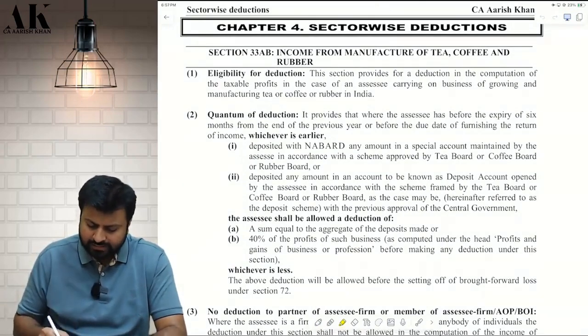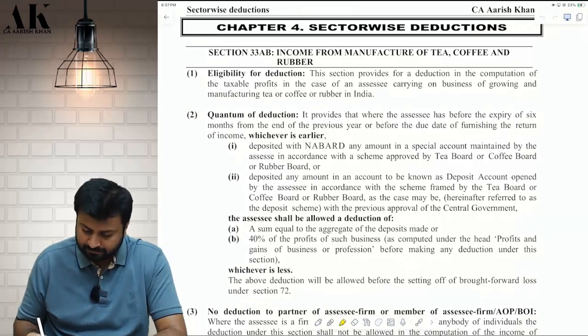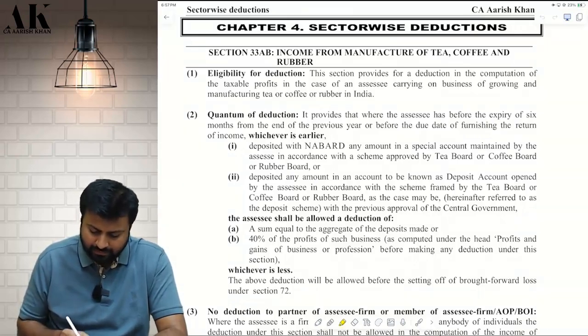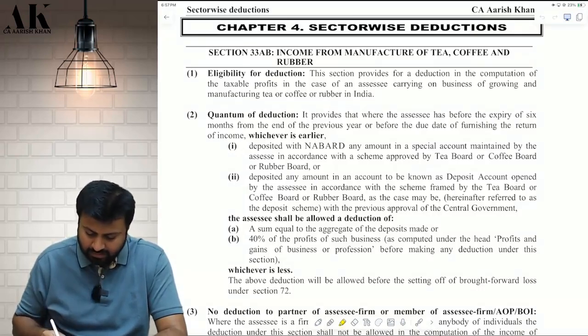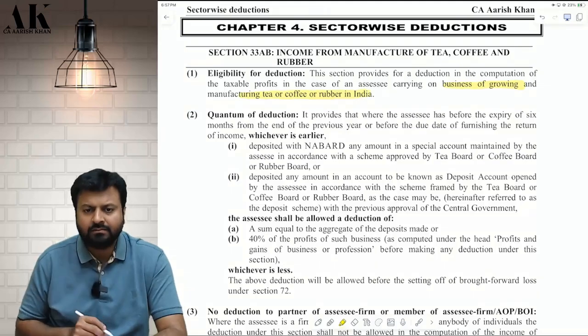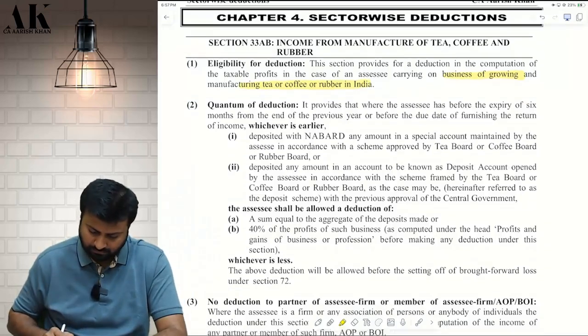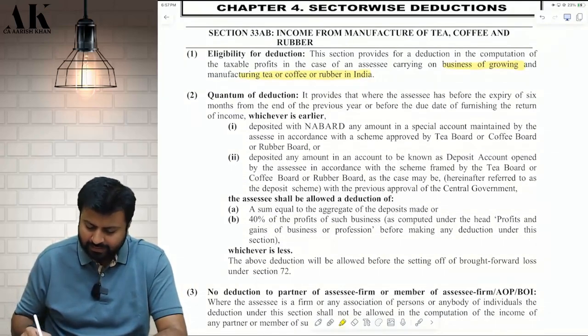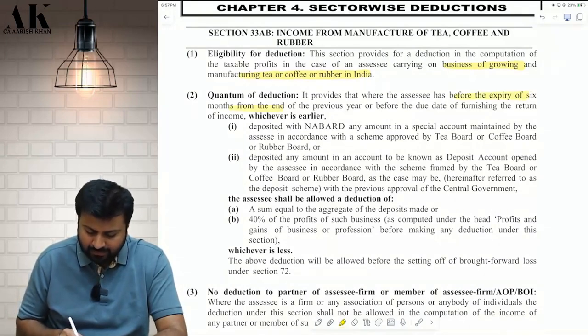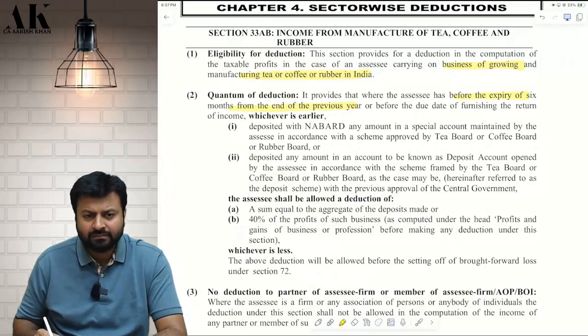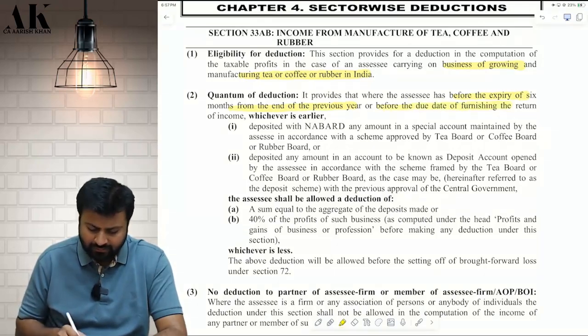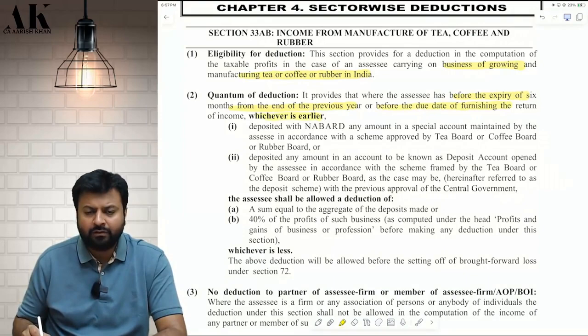Eligibility for deduction. This section provides for deduction in the computation of taxable profits in case of an assessee carrying on business of what? Growing and manufacturing tea, coffee or rubber in India. It provides that where the assessee has before the expiry of 6 months from the end of the previous year, or before the due date of filing of return, whichever is earlier. This is the time limit you have to deposit, right?